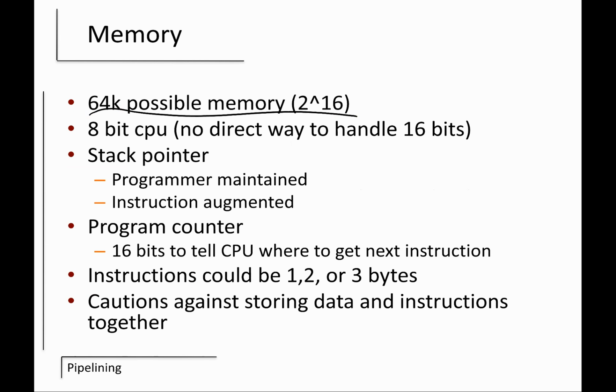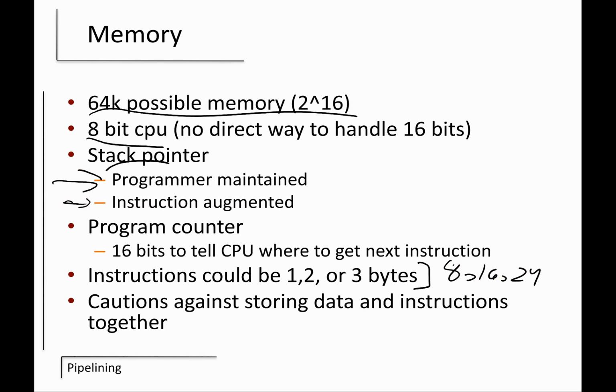64K memory, 2 to the 16th. It's an 8-bit CPU, no direct way to handle 16 bits, but it could use 2 registers to handle 16 bits. It had a stack pointer that was maintained by the programmer, and there were some instructions that made this a little bit easier. Program counter, we've already talked about that. Instructions could be 1, 2, or 3 bytes of memory, so they could be 8, 16, or 24 bits.